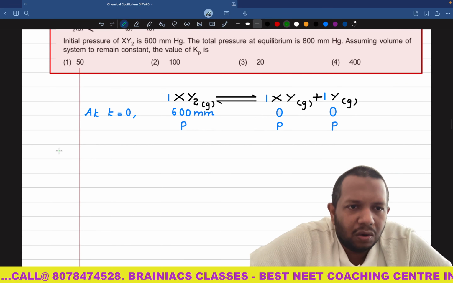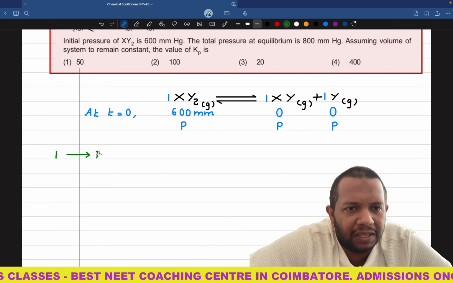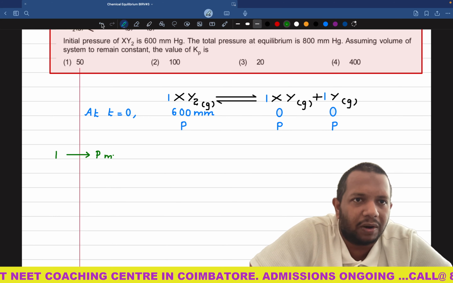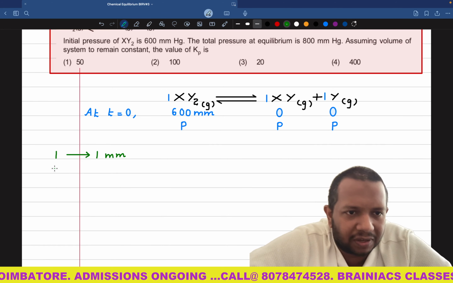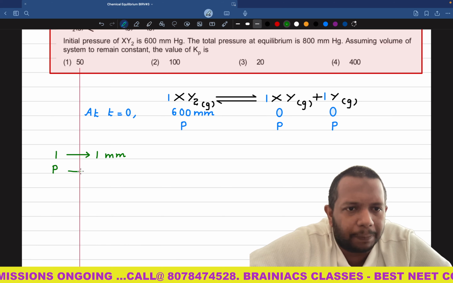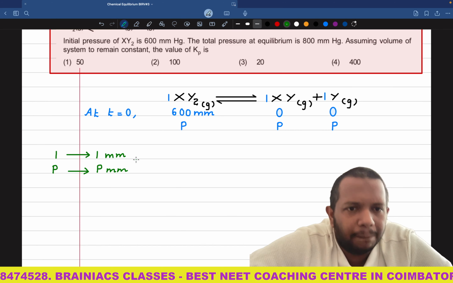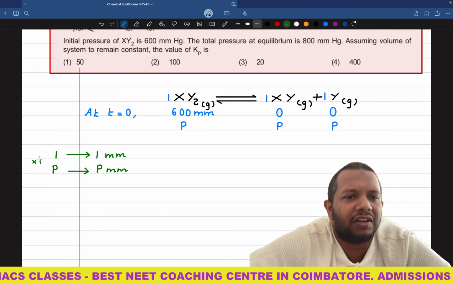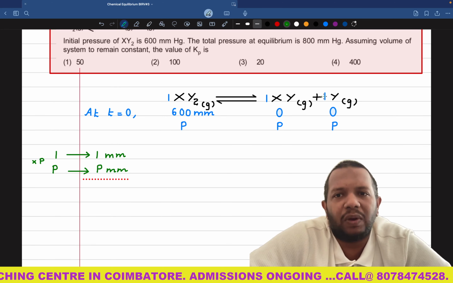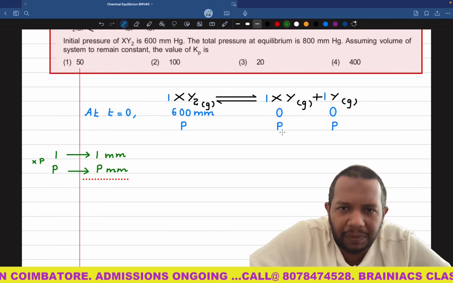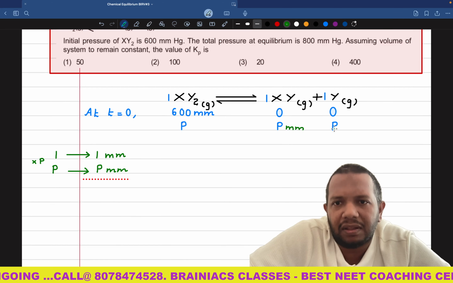I will write it here for you to understand. Below I will write: 1 unit will generate 1 mm pressure. Let us say 1 unit has 1 mm pressure. Suppose there are P such moles, then that will generate how much pressure? P mm pressure, multiplying by P on both sides. So here let us assume P units have been converted to xy, and so how many units of xy would be generated? P, and here P units would be generated. So that will generate P mm pressure here.